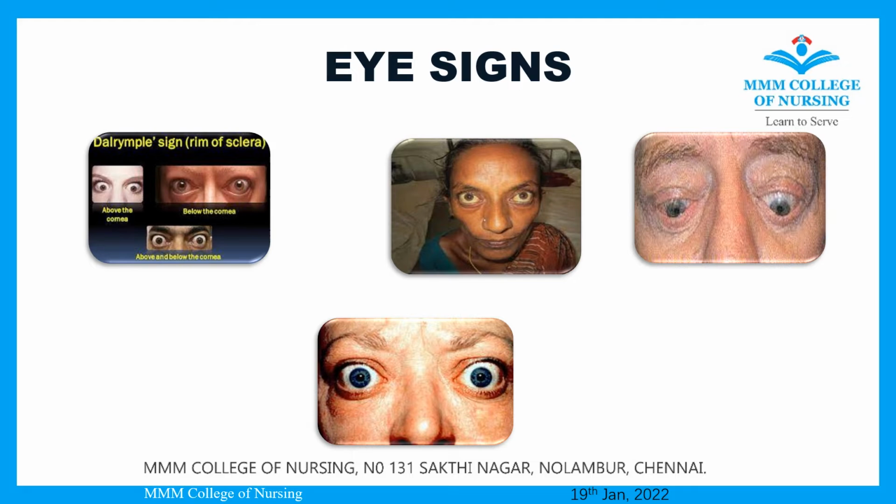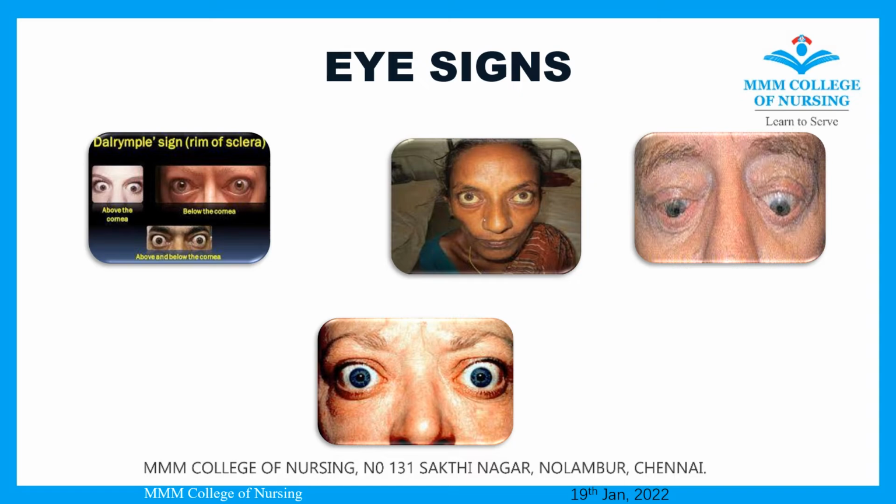In thyrotoxicosis, we can identify some typical signs related to the eyes. First one is Dalrymple sign. When a person looks straight forward, we can see the rim of the sclera around the cornea. That is called the Dalrymple sign.